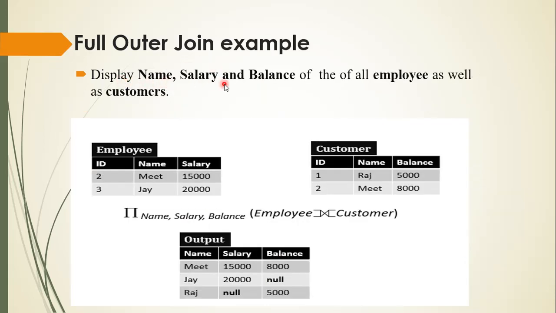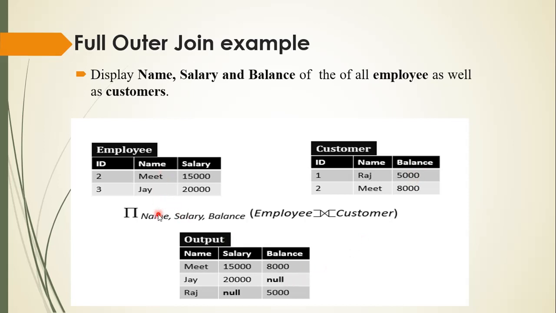See here, display name, salary and balance of all of the employees as well as customers. Here we have an employee and here we have a customer. So pi name, salary, balance, employee, full outer join symbol, and customer. So we have to consider these two tables. First we select name, salary and balance as given in the query. So name Meet, salary is 15,000. For that, balance we have 8,000 in the second table. Now second is Joy. Joy's salary is 20,000. For Joy we have no balance in the customer table, so it will display null.